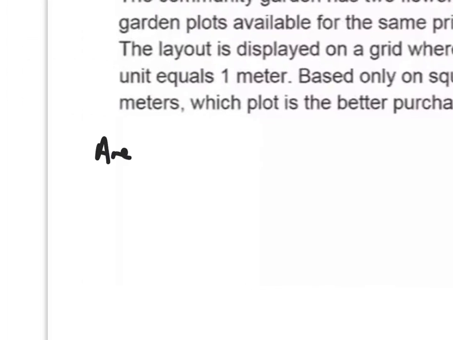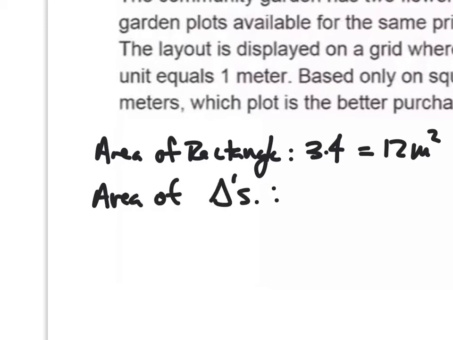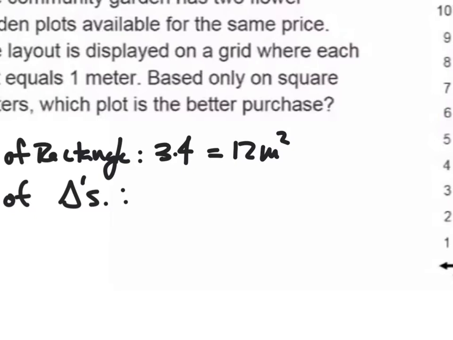The area of the rectangle is equal to 3 times 4, which is equal to 12 meters squared. Okay, now the area of the triangles are as follows. All right, so let's do 1 times 4 divided by 2, which is going to give me 4 over 2, which is going to give me 2 meters squared.